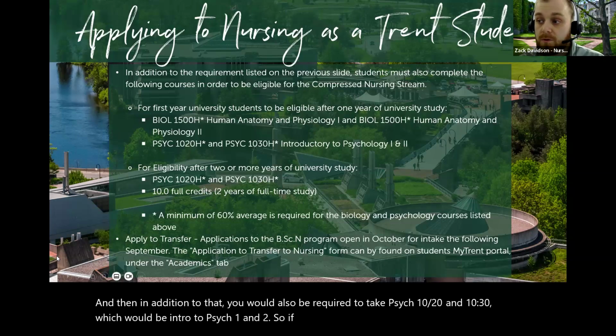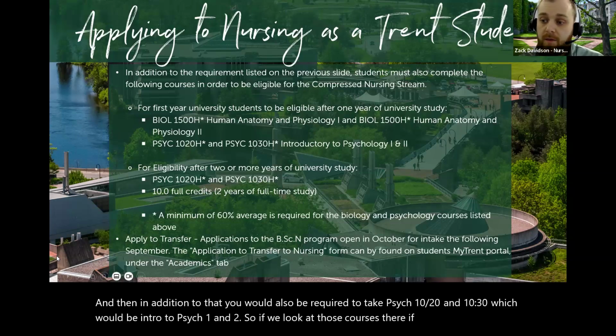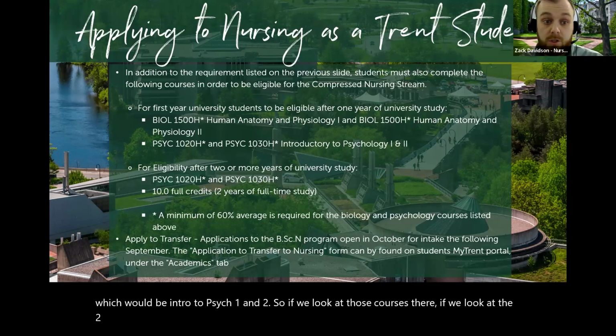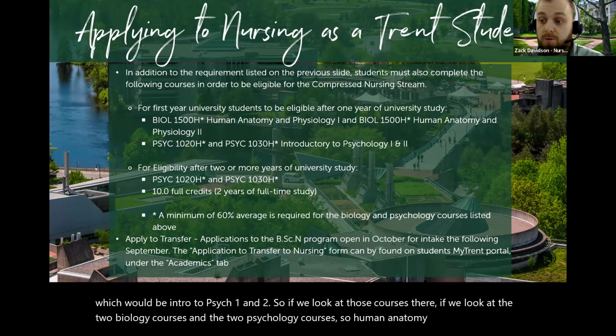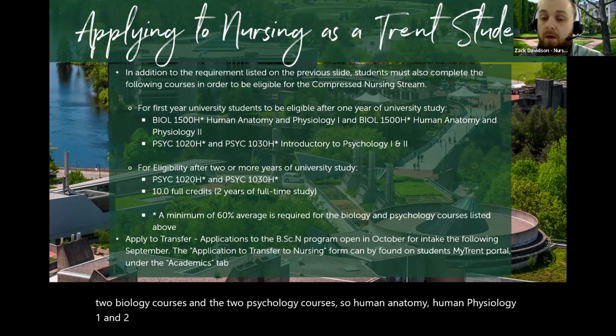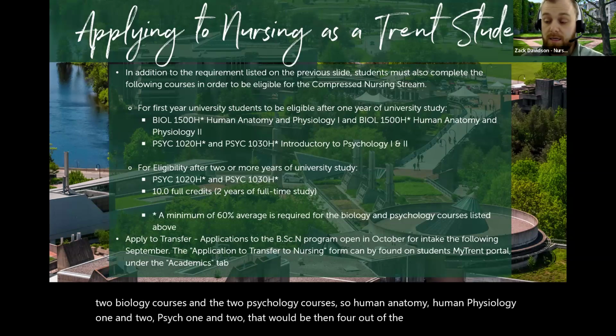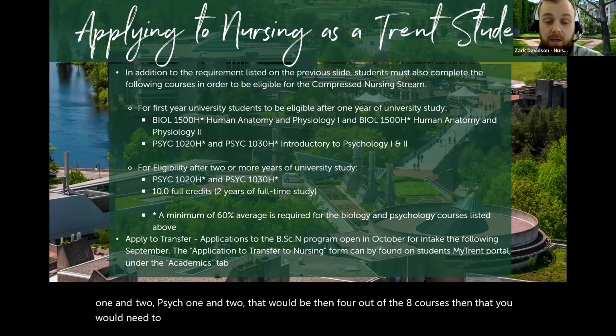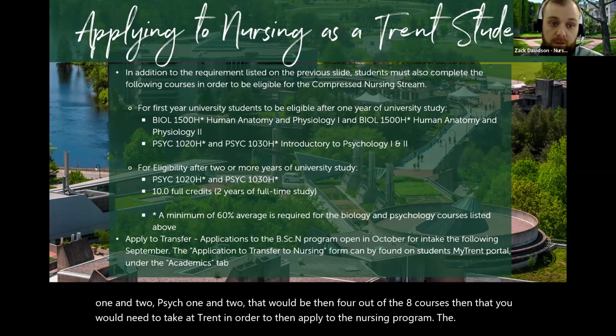So if we look at those courses there, the two biology courses and the two psychology courses, human anatomy and physiology 1 and 2, psych 1 and 2, that would be 4 out of the 8 courses that you would need to take at Trent in order to then apply to the nursing program, the compressed program, the following year.